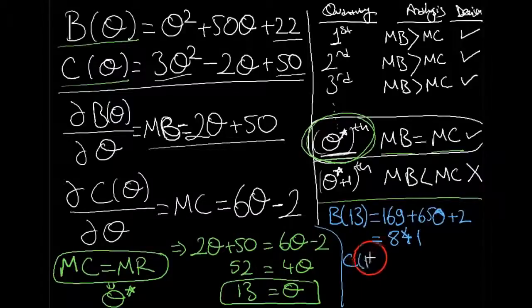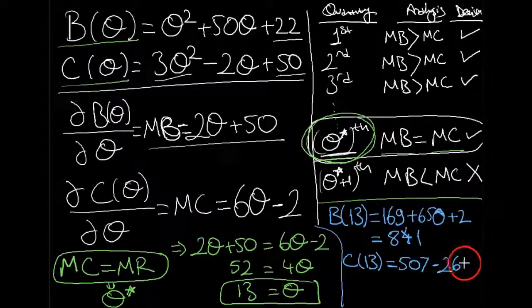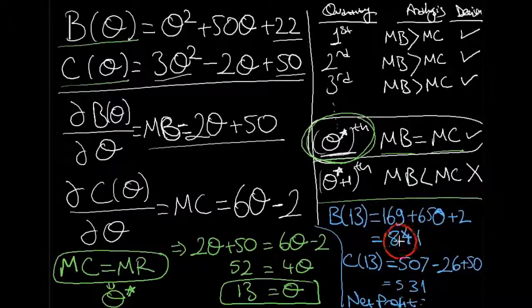How about your total cost? Plug in 13 in the cost function, 3Q squared, right, which is 507, negative 2Q is minus 26, and plus 50. And this is going to give us 531. So our net profit is 841 minus 531, which is 310. And this concludes our discussion.